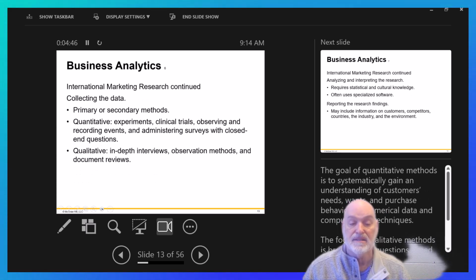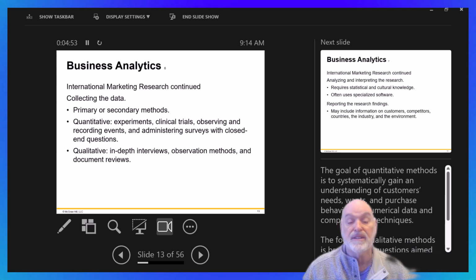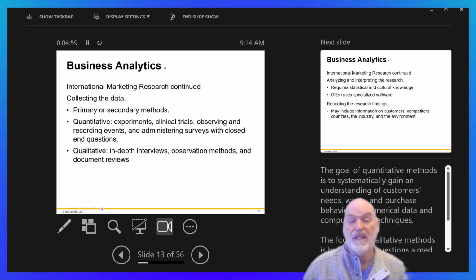Collecting the data, using primary or secondary methods. Quantitative methods include experiments, clinical trials, observing and recording events, and administering surveys with closed-end questions. The qualitative methods would be in-depth personal interviews, observation methods, and document reviews.